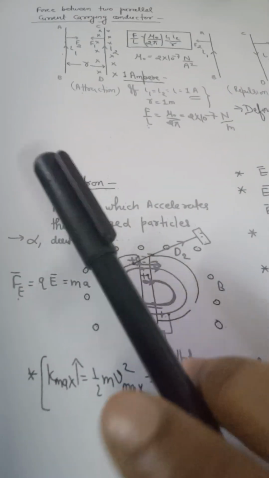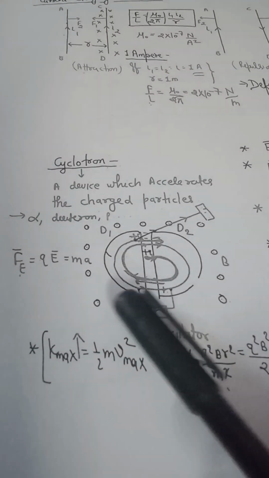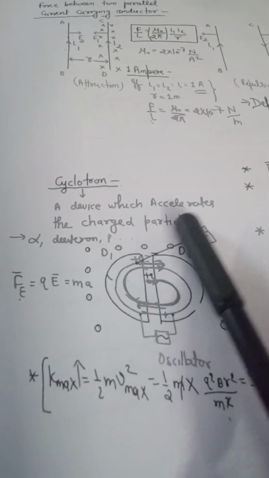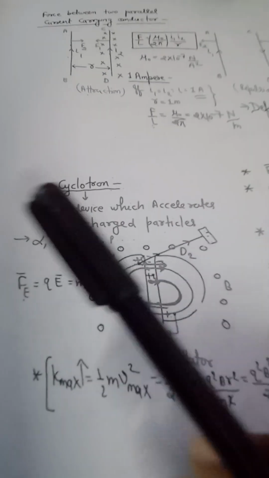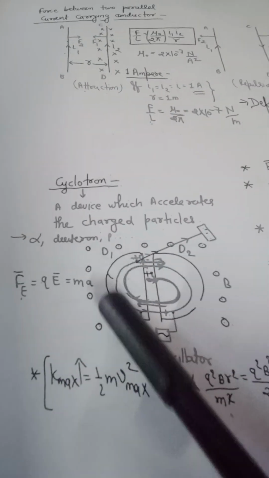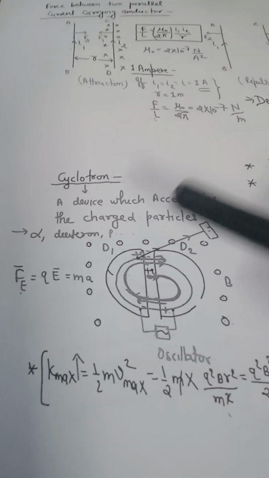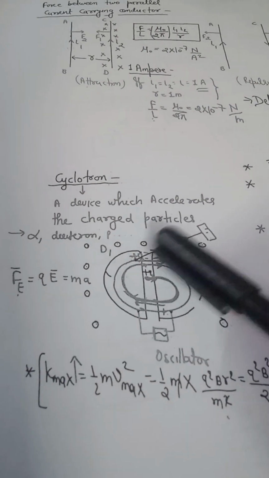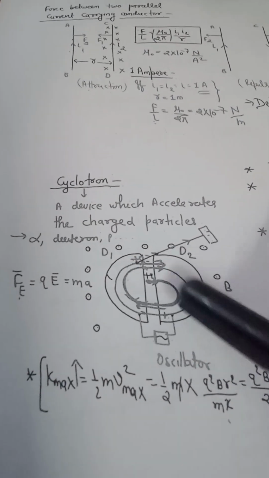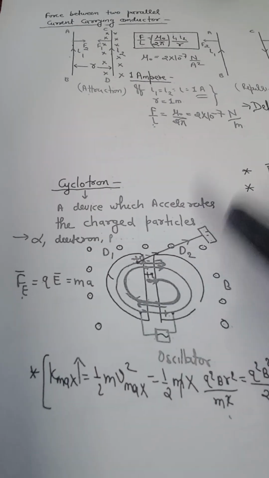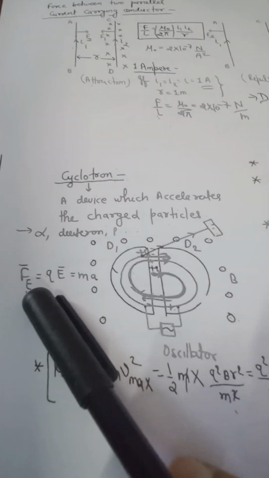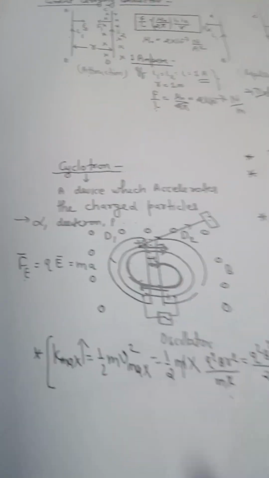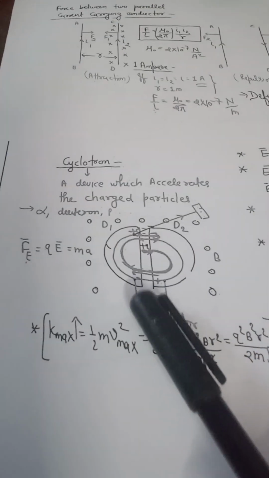Now we will discuss the cyclotron. So this is a structure of two Ds. It is a device which accelerates charged particles like alpha, deuteron, proton. So here there is a magnetic field in the inward direction and this is a D. The particle moves and moves, then strikes a target. So this is the second D. So F is equal to qE equals ma. So this is an oscillator.